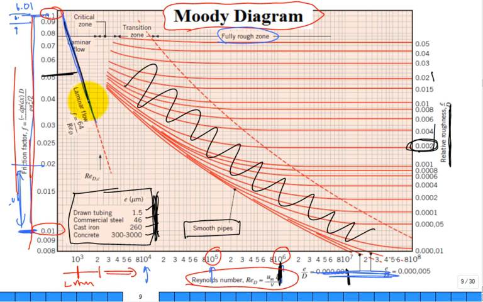What about here? Laminar flow. Do they have multiple curves for laminar flow for different rough pipes? Nope. They just do it only for the smooth pipe.